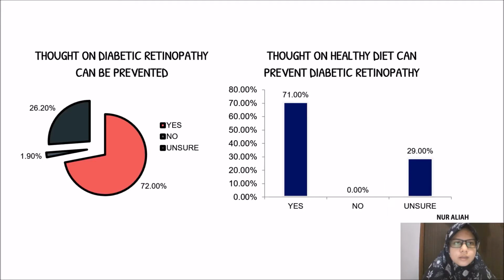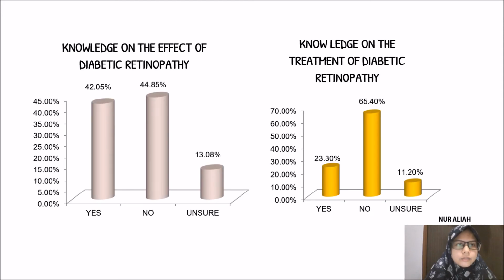The vast majority of respondents think that diabetic retinopathy can be prevented, with 72%. The vast majority of respondents do not know the effect of diabetic retinopathy, with 44.8%, and do not know the treatment options for diabetic retinopathy, with 65.4%.